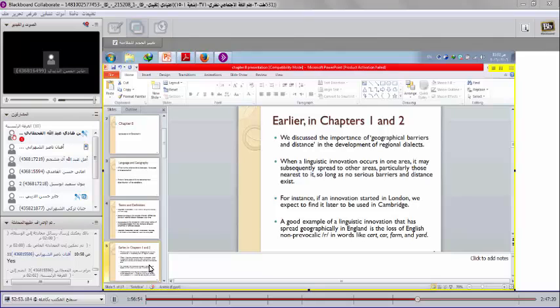Here, there is actually in the beginning of this chapter a connection, where the author tries to connect between the first two chapters and this chapter. As you can see, we discussed the importance of geographical barriers, as Brother Abdullah Mahdi told us, and the distance in the development of regional dialects. Another fact is that when a linguistic innovation occurs in one area, it may subsequently spread to other areas, particularly those nearest to it, so long as no serious barriers or distance exist.